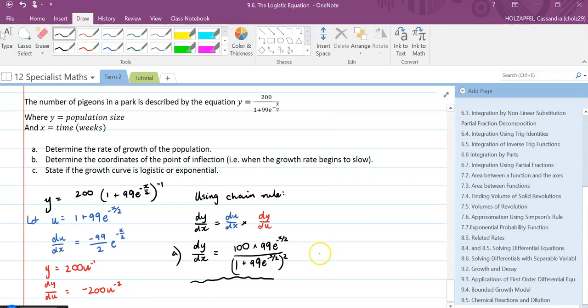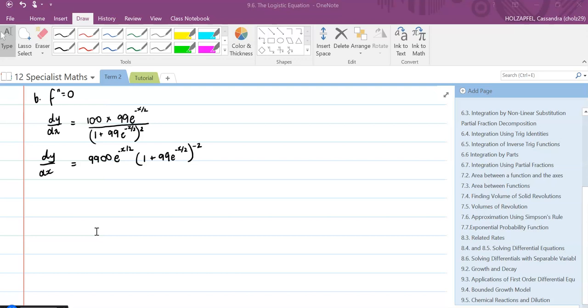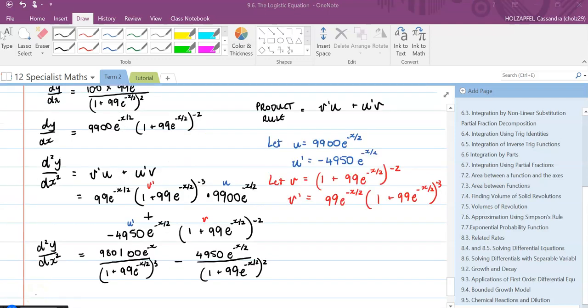Question B, determine the coordinates of the point of inflection. To find the point of inflection, that's when the second derivative is going to be equal to 0. So I've rewritten my derivative because I'm going to find the second derivative so that I can find the point of inflection. This time I might actually use the product rule, where this initial value here is going to be equal to my u and this factor here is going to be equal to my v. This got a little bit crazy, but I've used some colors to help see what's going on.